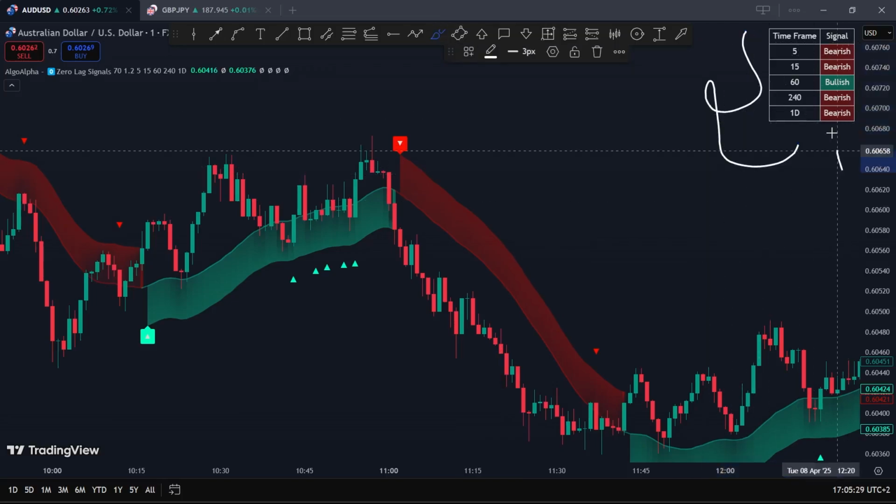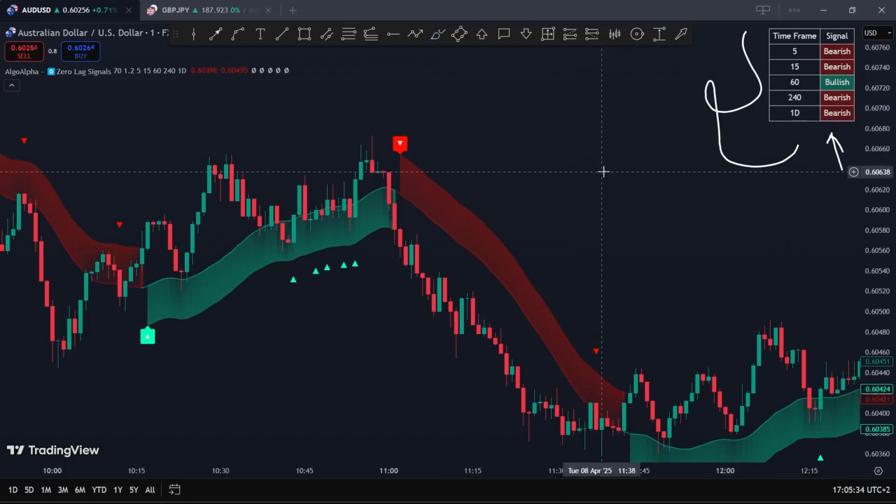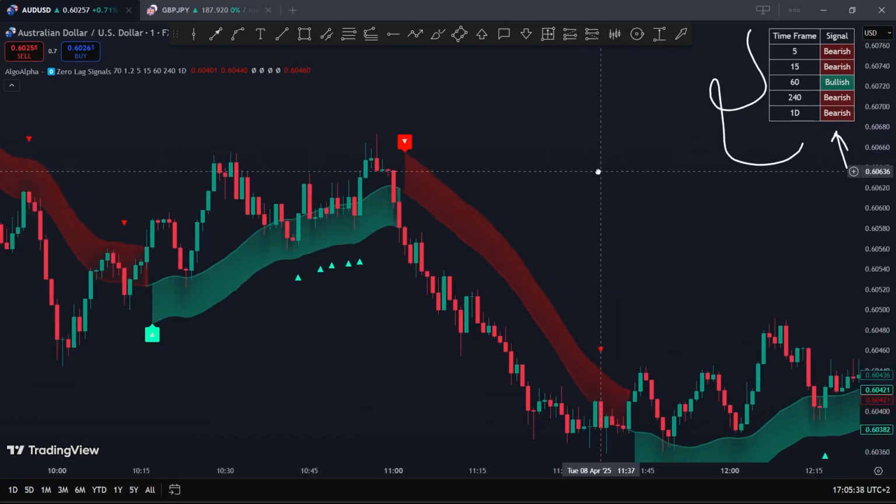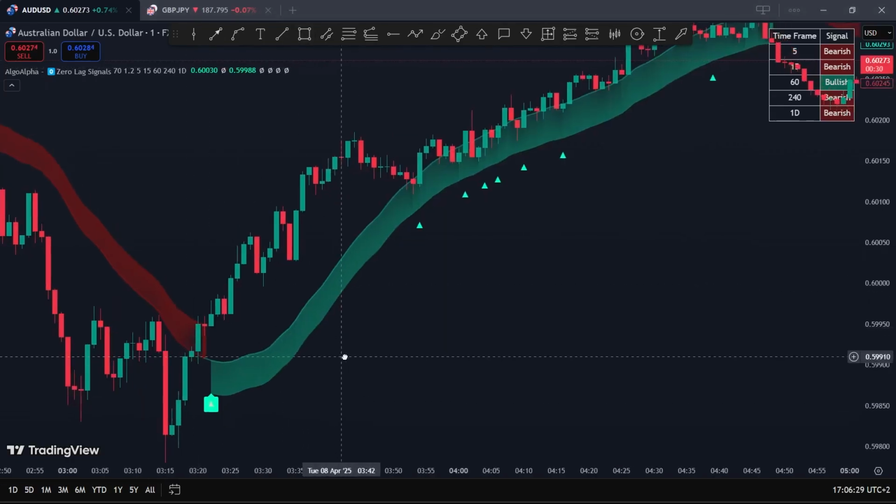Another powerful feature of this indicator is the multi-time frame signal table. It displays different time frames and their current signals, giving you a clear idea of which time frame you should focus on. One important thing to note: if the indicator shows that both the 5-minute and 15-minute time frames are bullish, that's a strong confirmation that the market is strongly bullish. The alignment of multiple time frames adds extra confidence to your trading decisions. Let's take a look at a few examples.